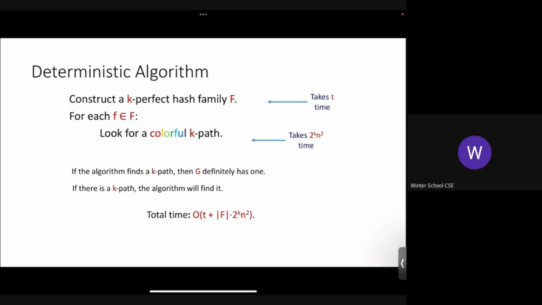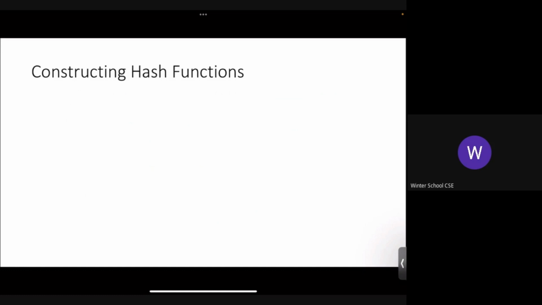So what will be the running time of this algorithm? If the construction of a k-perfect hash family takes time t, then the remaining part of the algorithm takes 2^k n^2, and the total running time will be the time we need to construct the family of functions plus the size of the family, because we run this algorithm for every element in the family, times the dynamic programming.